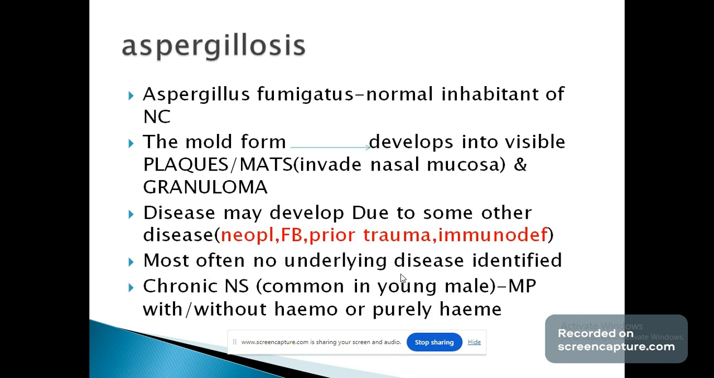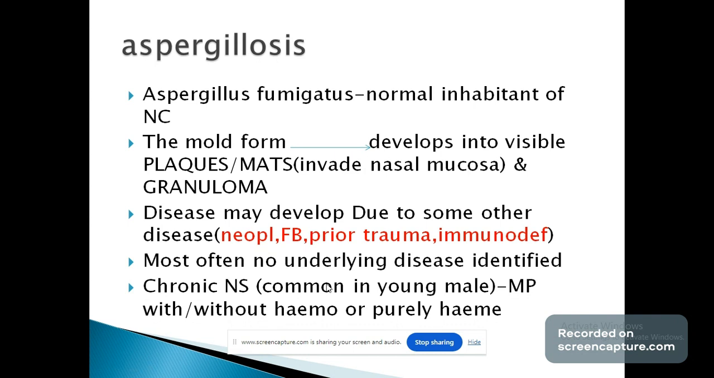The second fungal disease is aspergillosis, caused by Aspergillus fumigatus. This organism is a normal inhabitant of the nasal cavity. The mold form of this organism develops into fungal plaques or mats. These mats invade the nasal mucosa. This disease occurs most likely whenever there is another primary disease like neoplasia, foreign body, prior trauma, immunodeficiency. In most aspergillosis cases, you don't observe any underlying disease.